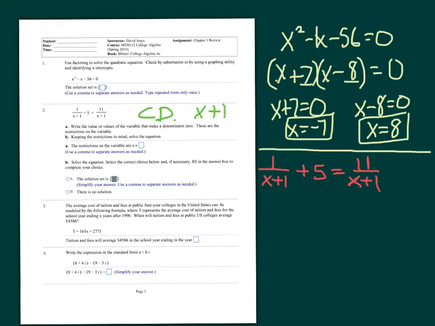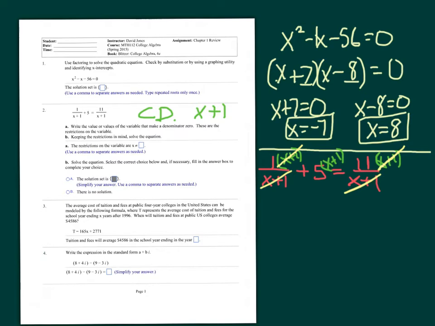So we're going to go ahead and use that and multiply every single term by that. So we've got x plus 1, multiplying that on the first term, x plus 1, multiplying that times 5, and then x plus 1, multiplying it times the last one. And some nice things happen there. We get some things that cancel. The x plus 1 on top and bottom cancels there. And on this last term, x plus 1 cancels there.